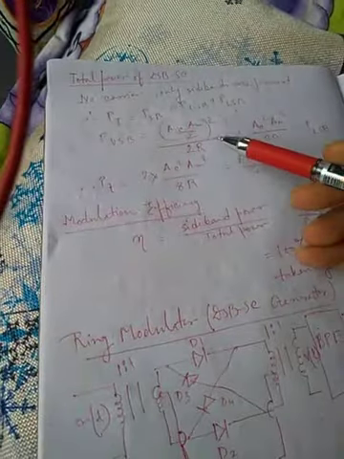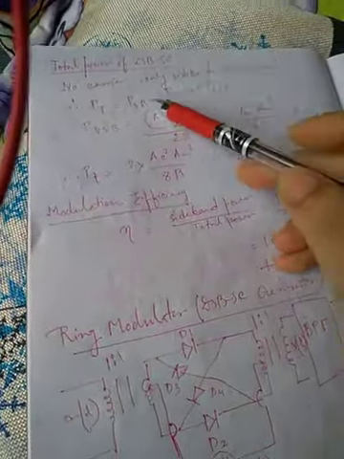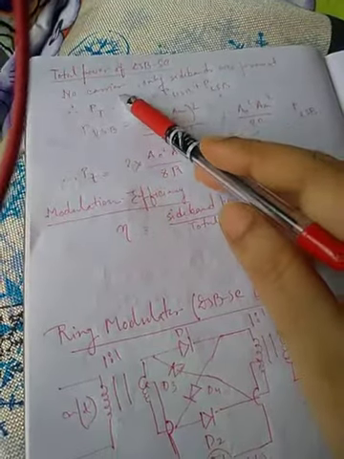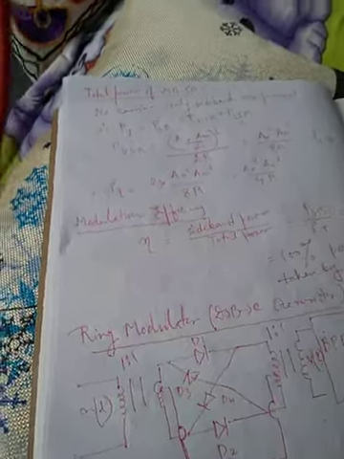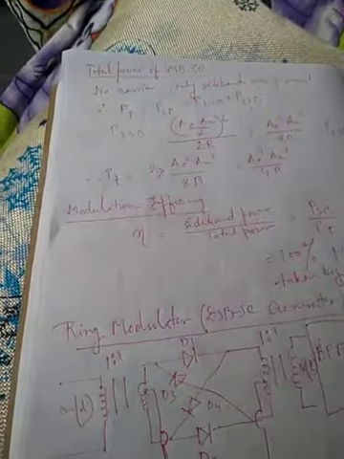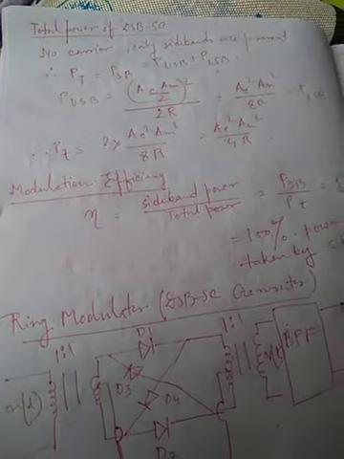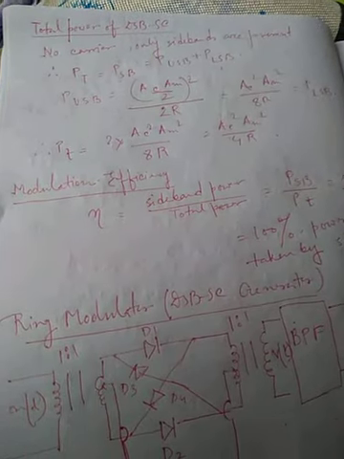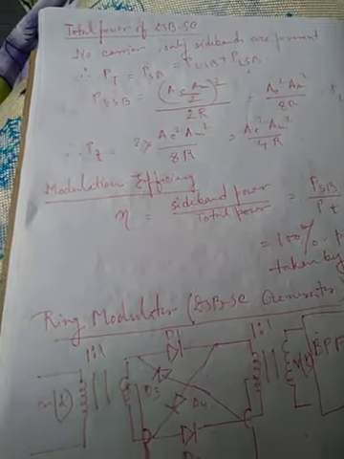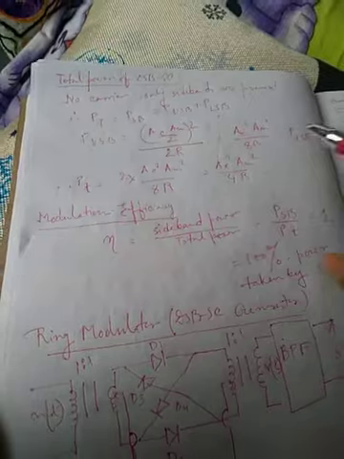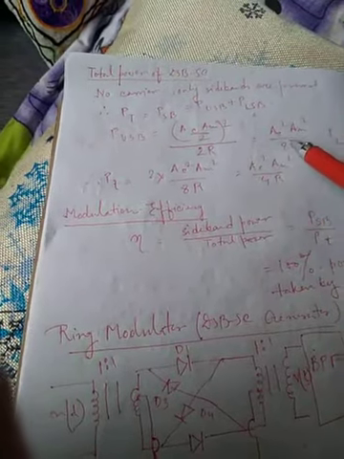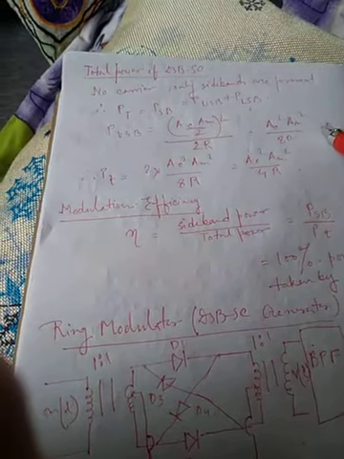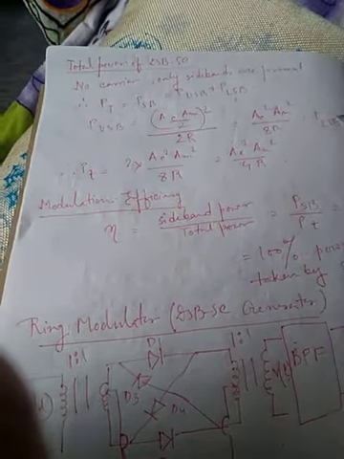Next I am coming to the total power of DSB-SC. As we have seen, in DSB-SC there is no carrier, only the sidebands are present. So the total power of the double sideband suppressed carrier will be only the power of the two sidebands. Power of one sideband can be derived as (AcAm/2)^2 divided by 2R, so that will give me Ac^2 Am^2 by 8R.